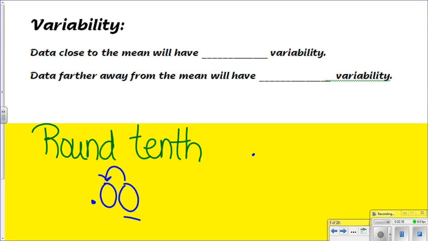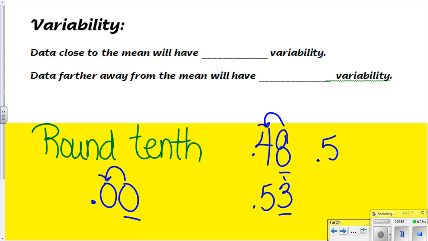So a couple of examples here would be, let's say 4.9. Well, no, let's use a 4.8, sorry. The 8 tells the 4 to round up to a 5, so that would be 5. If I have 5.3, the 3 tells the 5 to do what? Stay the same. So 2 places past the decimal, stop, and round.